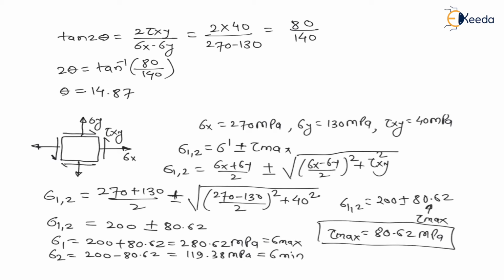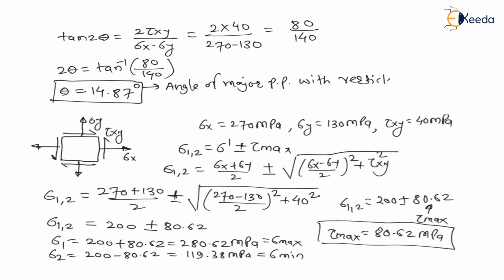Simple calculation you have to do here. 14.87 degree. This is nothing but angle of major principal plane. This is angle of major principal plane with vertical in anti-clockwise direction. This is very important, in anti-clockwise direction. Let us say in diagram, if you see in diagram, let us say this is the plane on which sigma 1 is acting. Therefore theta is angle of inclined plane or major principal plane with vertical in anti-clockwise direction.